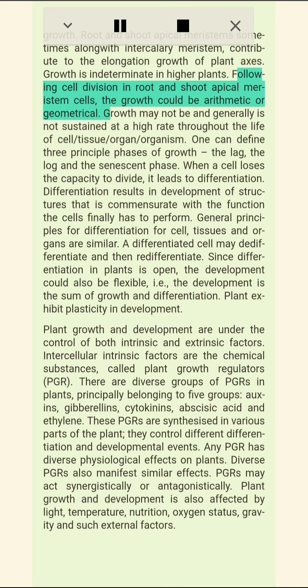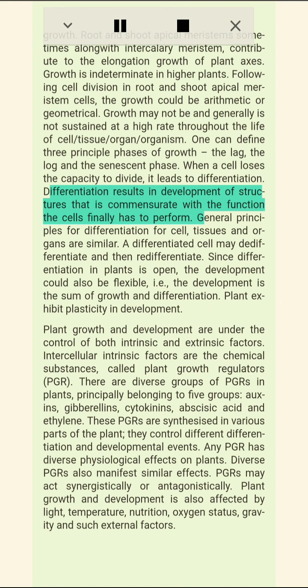Following cell division in root and shoot apical meristem cells, the growth could be arithmetic or geometrical. Growth may not be and generally is not sustained at a high rate throughout the life of a cell, tissue, organ, or organism. One can define three principal phases of growth: the lag, the log, and the senescent phase.